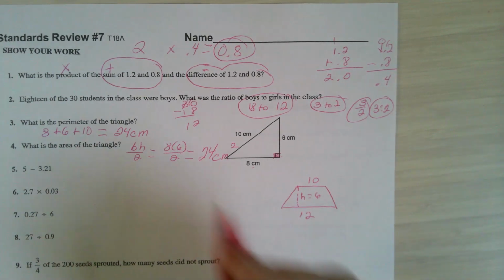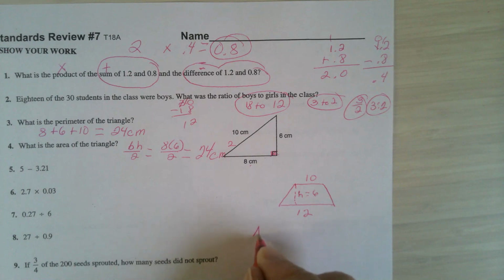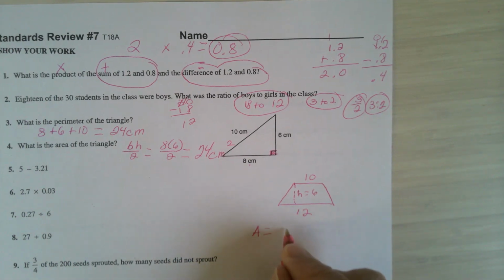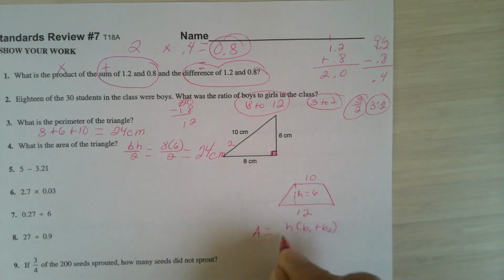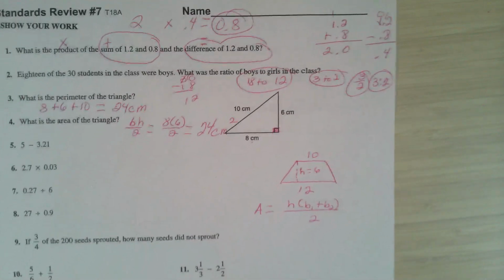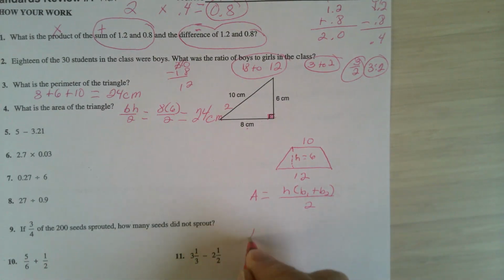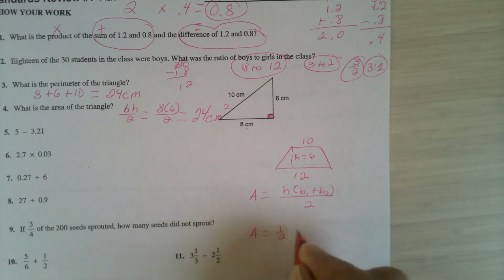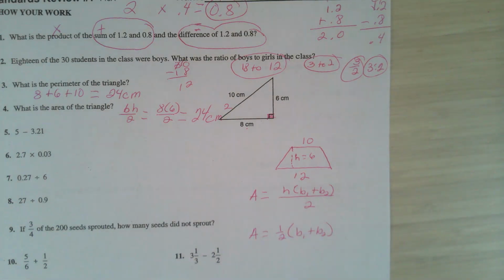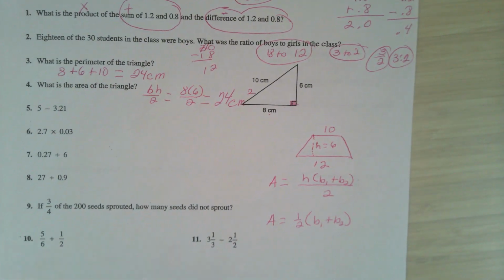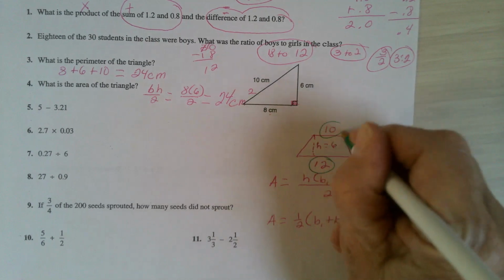Formula for a trapezoid. Write this on your paper. Area of a trapezoid is the height times B1 plus B2 divided by 2. Okay? The other formula that will also give you the same answer is 1/2 the height times B1 plus B2. These both say the same thing. Okay? Now, what are my B1s and B2s? What's my B1 and B2 going to be, Mary Kate? Yeah, it's the sides that are parallel.